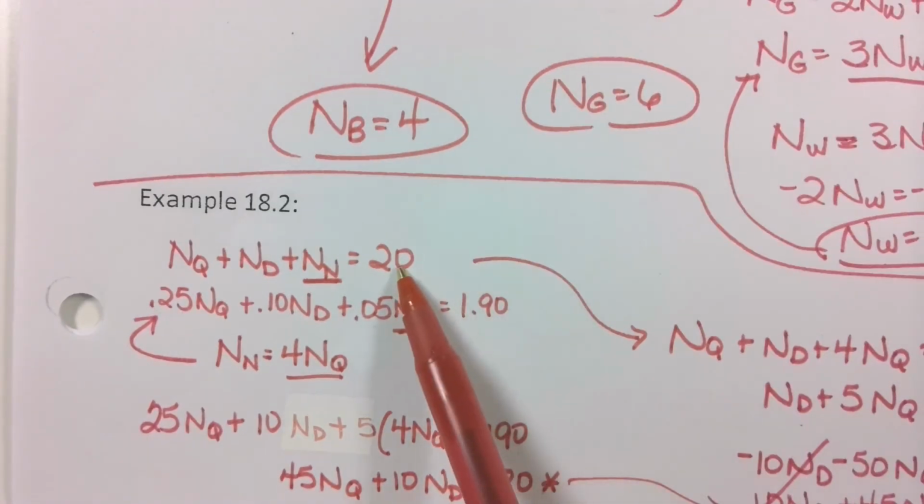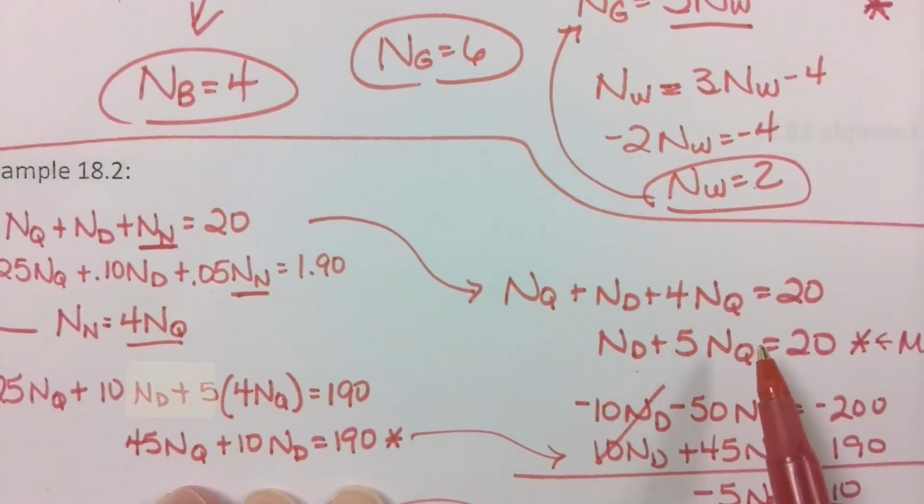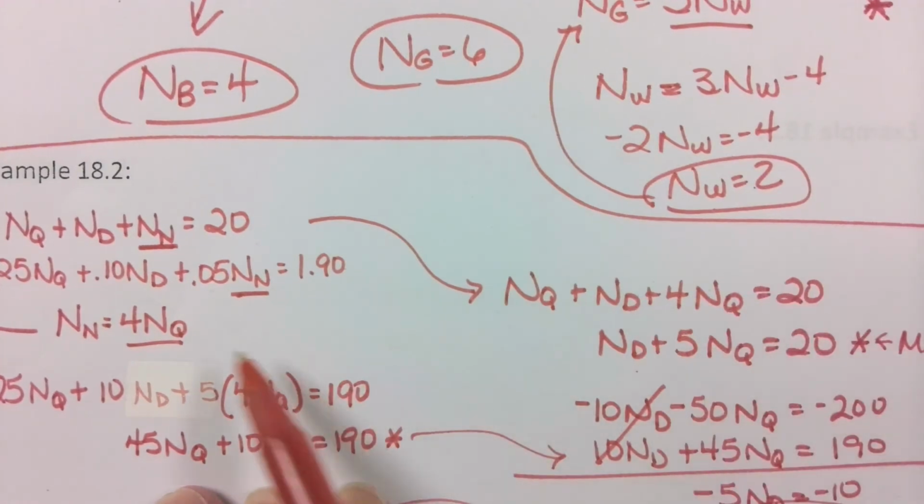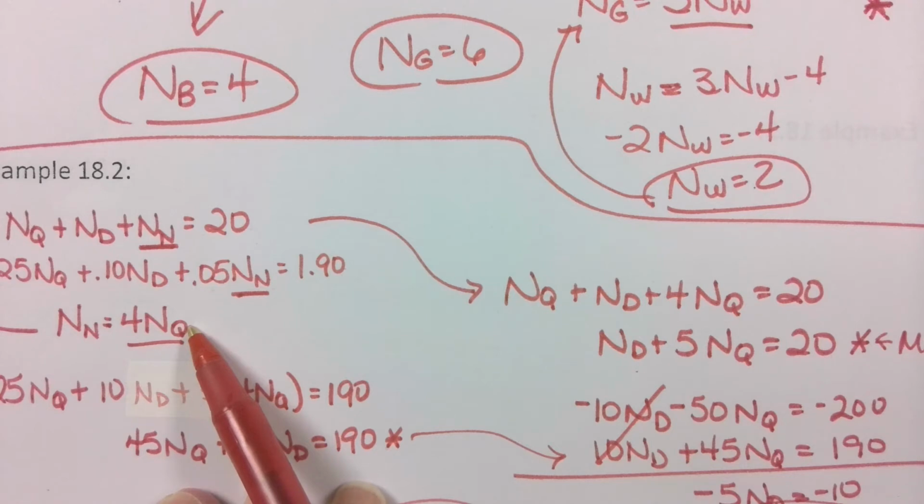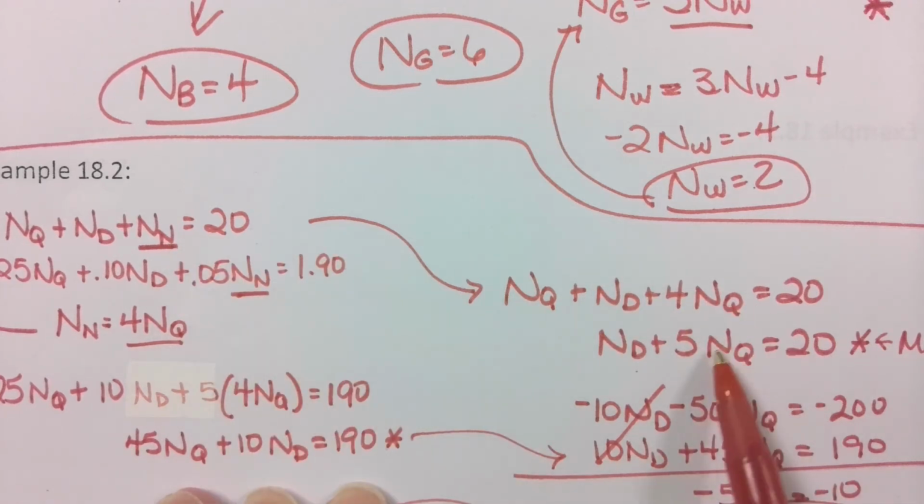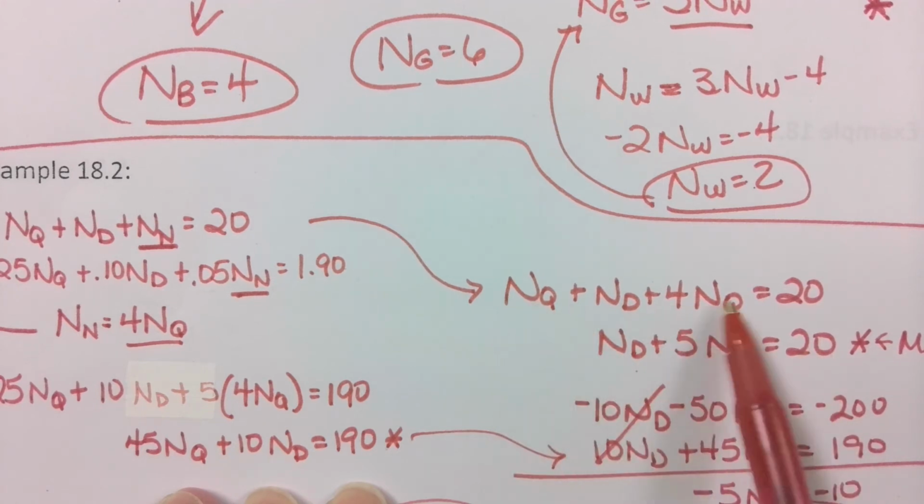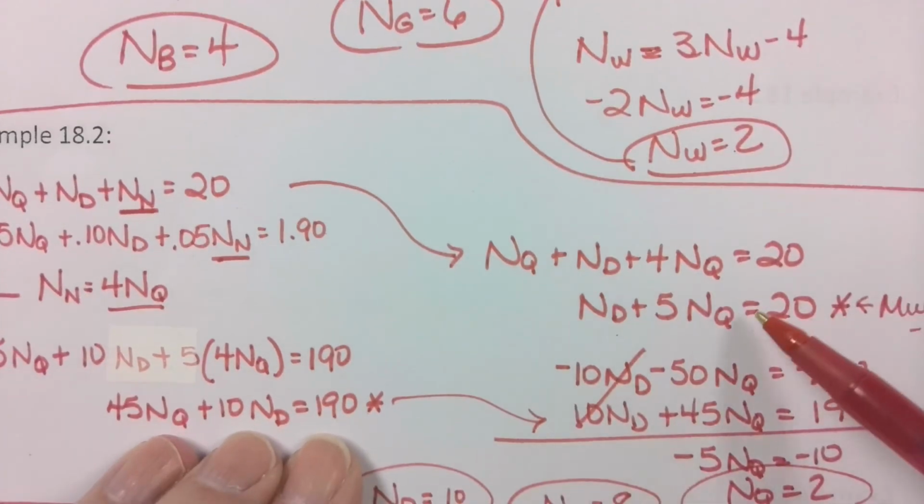Now I had this equation here. And what I'm showing you here is that, since the number of nickels is 4 times the number of quarters, I can plug that in also. So for the number of nickels right here, I put in 4 times the number of quarters and then just added those 2 together. So I have this equation and I have this one right down here. So now this one and this one.